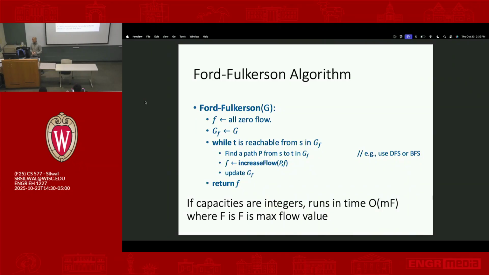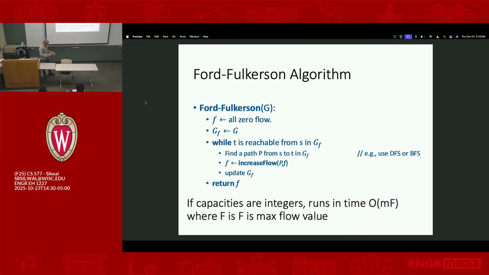And the running time was O of m times f if I'm promised that all the capacities on the edges were integer numbers, like 1, 2, 3, 0, and so on. So the running time was m times f, where f was the value of the maximum flow. All right, so any questions about what happened last time? At a high level, how Ford-Fulkerson worked, why it works intuitively, running time.